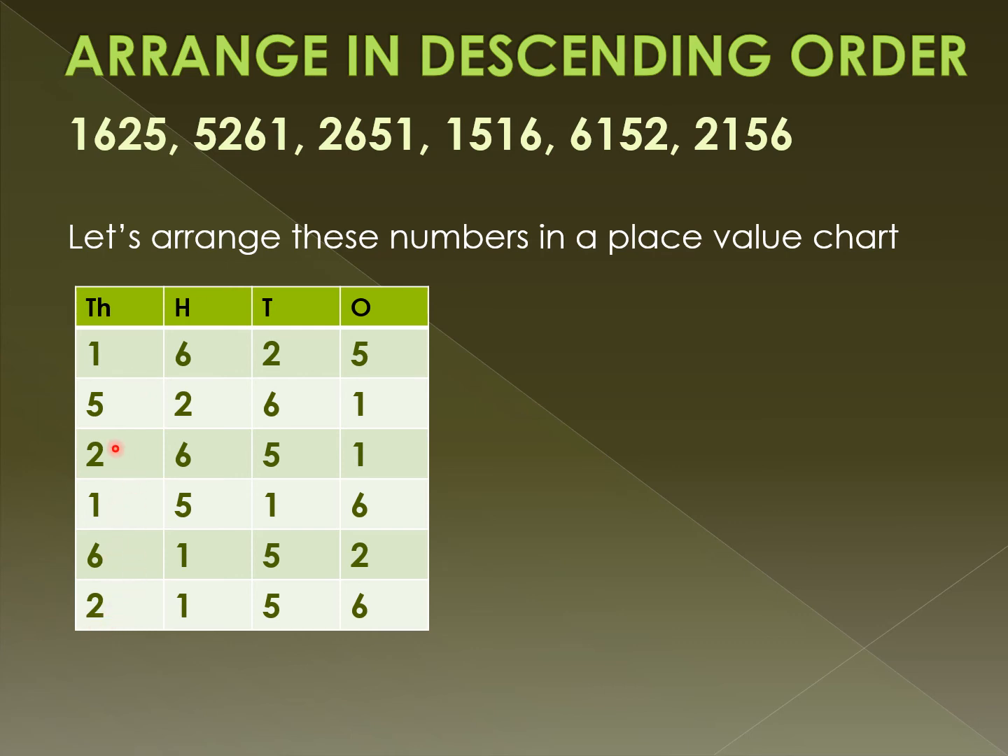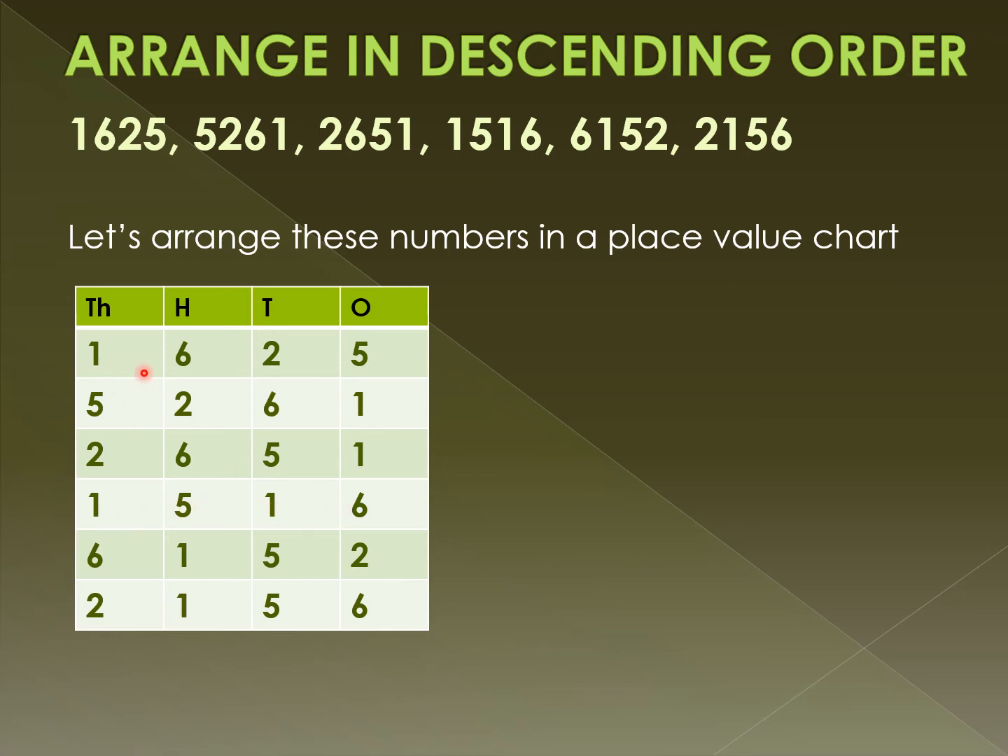Now we are left with 1, 2, 1, 2. Now clearly 2 is greater, so we need to compare these two numbers, 2651 and 2156. Now since the thousands place are equal, we will compare the hundreds place. Here we have 6 and here we have 1. Clearly 6 is greater than 1. Hence, the next number in our order will be 2651, followed by 2156.